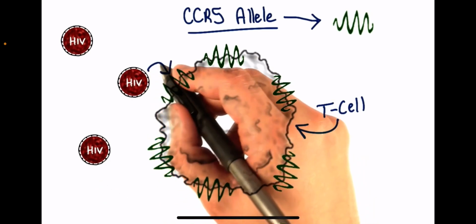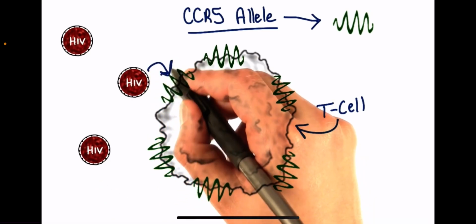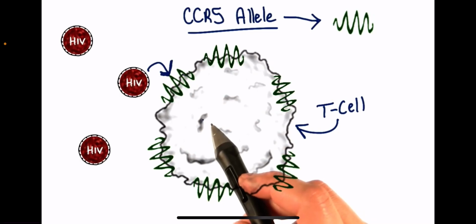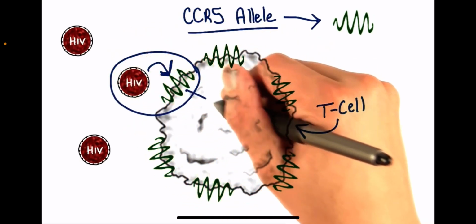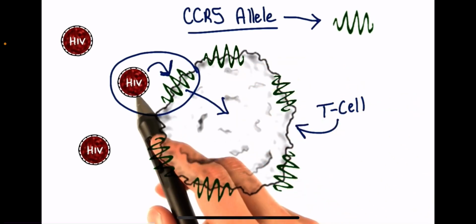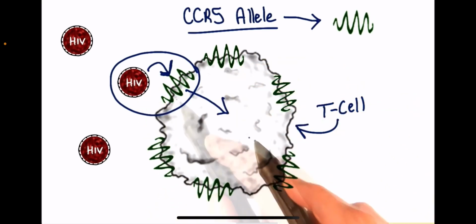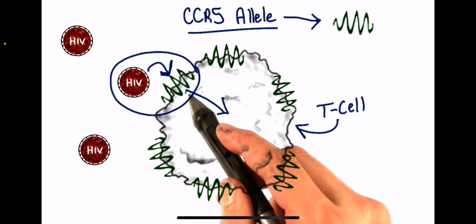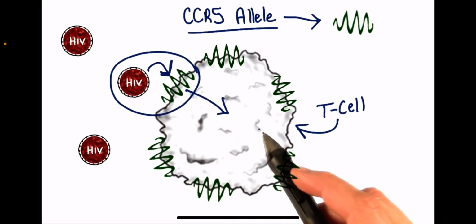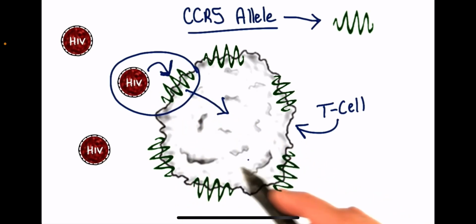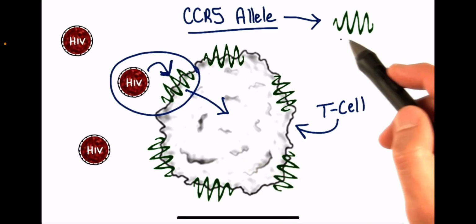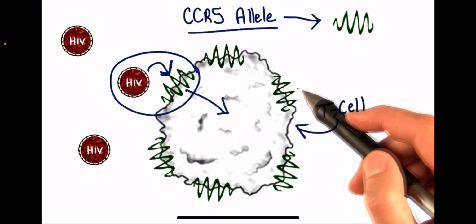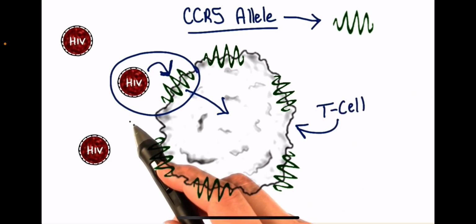The HIV virus binds really well to this protein called Ccr5. And when it does, the whole complex gets internalized. And this is how HIV gets inside T cells. It hijacks this protein and uses it to get inside the T cell, infect it, and then infect the entire immune system. So if you have a normally functioning Ccr5 allele, then you're at risk for HIV infection.